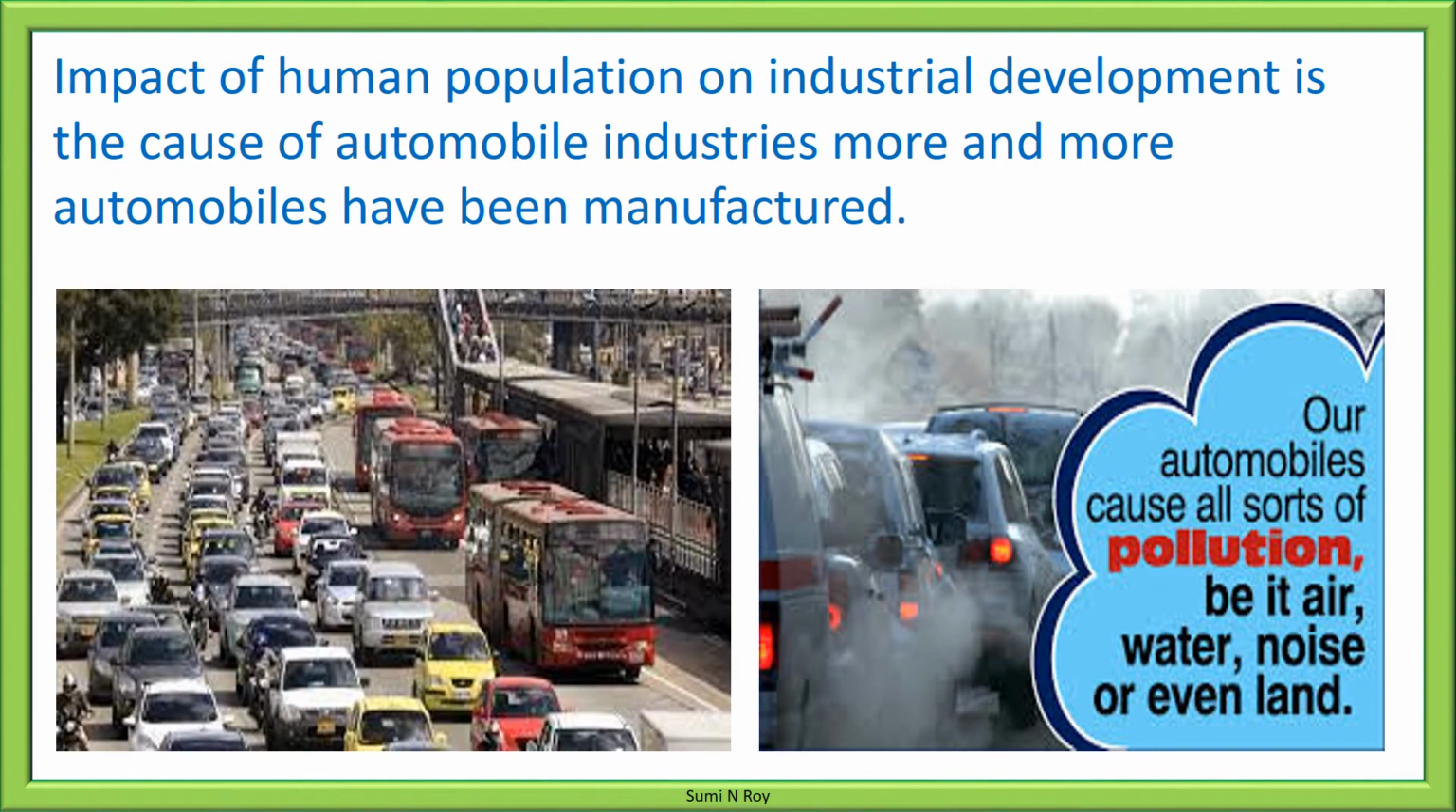Another impact of human population on industrial development is the growth of automobile industries. More and more automobiles have been manufactured. They are manufactured because there are people to purchase them. Everyone tries to move through his or her own car or scooter instead of going for any shared option. Under these conditions, traffic jams are very frequent. The traffic on roads is increasing day by day.